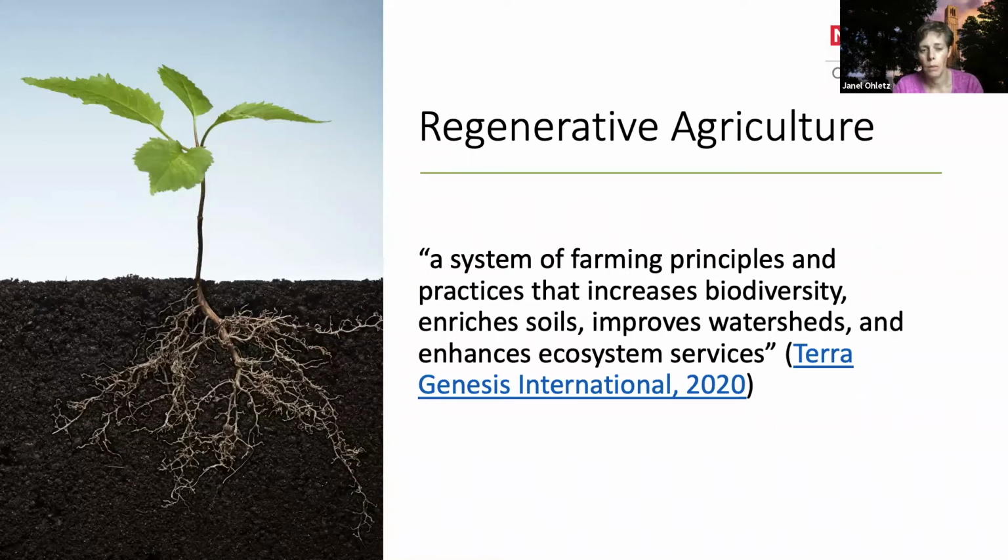And so that's really where regenerative agriculture gets at. And I like this definition, although there is not a specific definition that has been agreed upon by the powers that be.